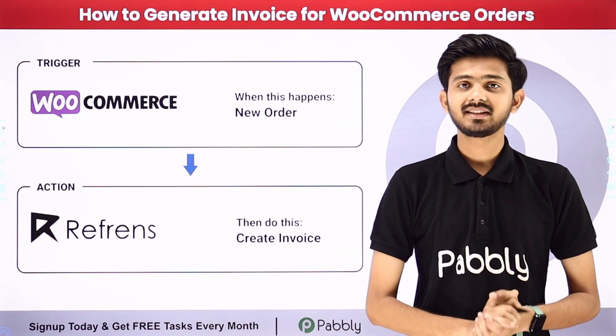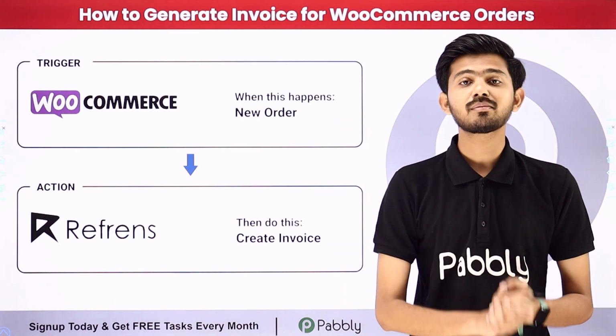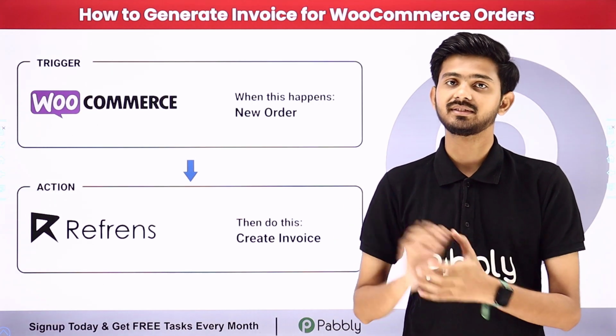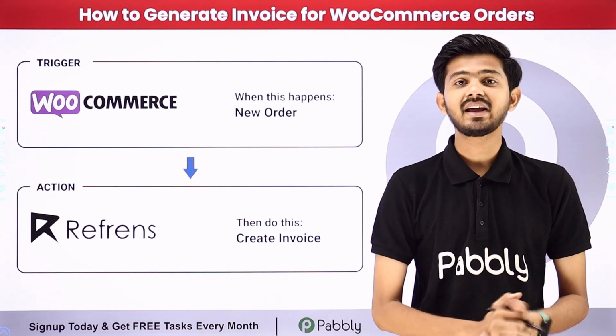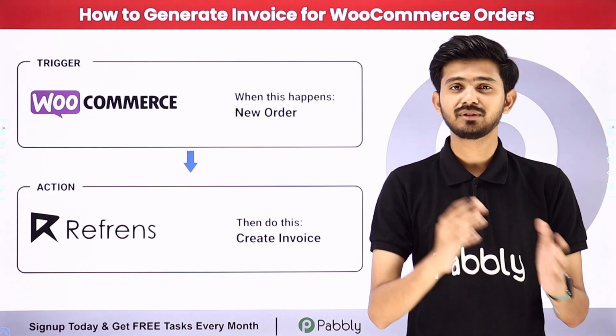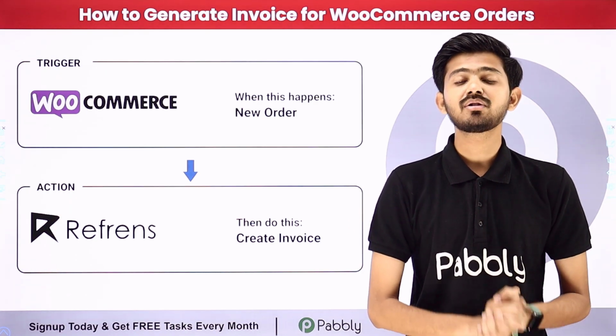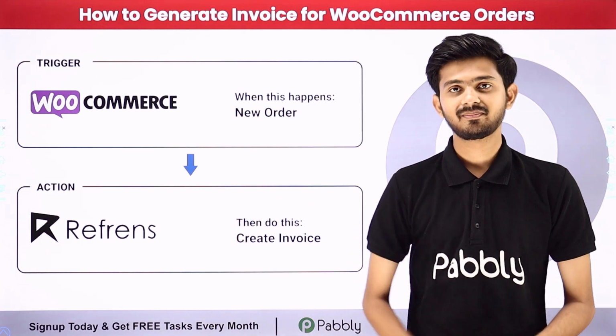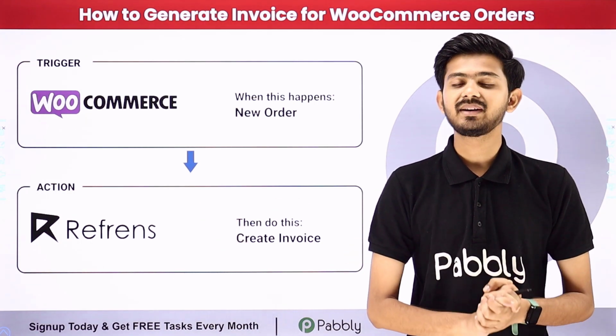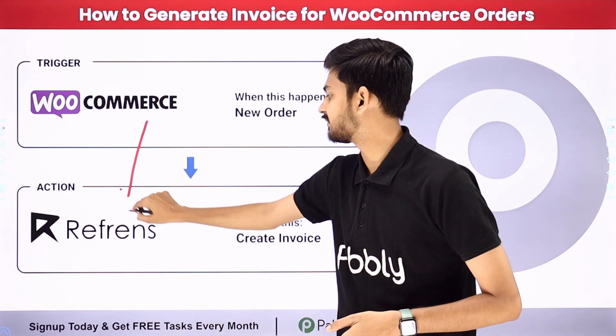So here what I want is that I want to generate invoices automatically for all my WooCommerce orders. So here my objective is that whenever I'm going to receive a new order from my WooCommerce store, then automatically by using all those order details, I'm going to generate invoice by using Refrens. So for my objective, I have to build a connection between WooCommerce and Refrens.